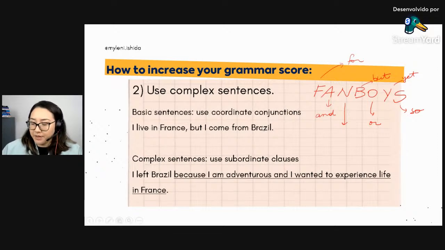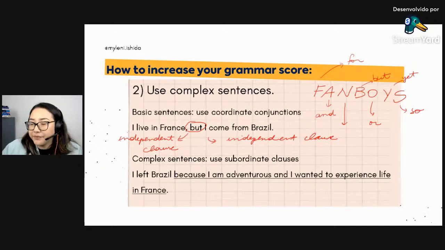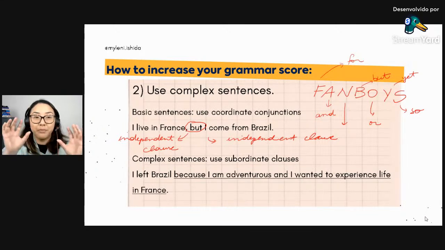I come from Brazil. Okay, so the coordinating conjunction connects two independent clauses. I live in France is an independent clause. I come from Brazil is an independent clause. So, in basic sentences, I use independent clauses and I can connect them with these words.